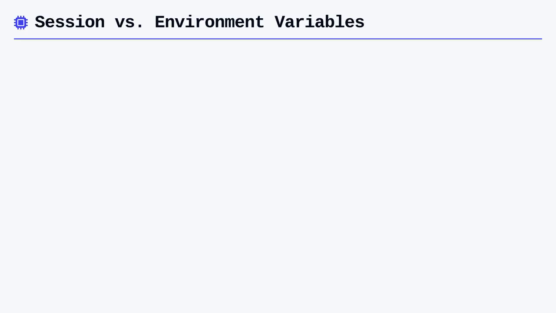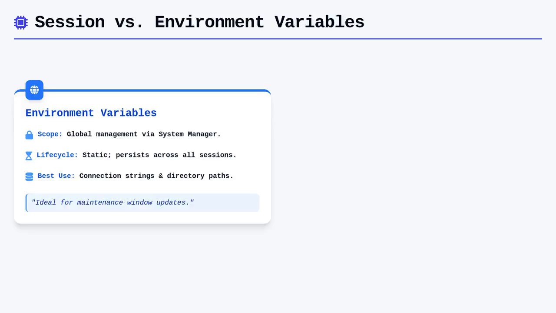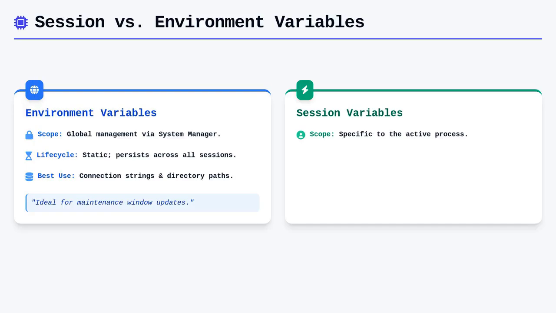The distinction between session variables and environment variables ultimately comes down to scope and lifecycle. Environment variables are managed globally through the system manager and remain static across all sessions unless specifically refreshed, making them ideal for database connection strings or directory paths. Session variables are instantiated when the process starts and are destroyed when the session concludes, making them exclusively suited for transient state management. It is easy to confuse the two if you view them simply as data holders, but you must consider the operational context of the data.